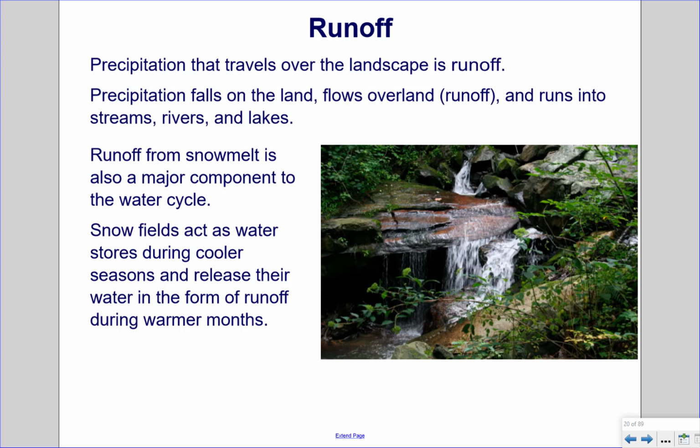Runoff. Precipitation that travels over the landscape is runoff. Precipitation falls on the land, flows over land, runoff, and runs into streams, rivers, and lakes. Runoff from snowmelt is also a major component to the water cycle. Snowfields act as water stores during cooler seasons and release their water in the form of runoff during warmer months.